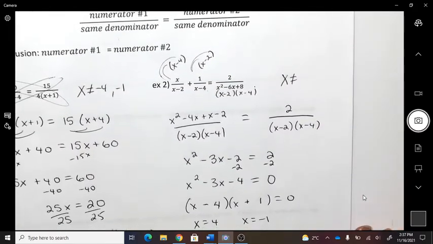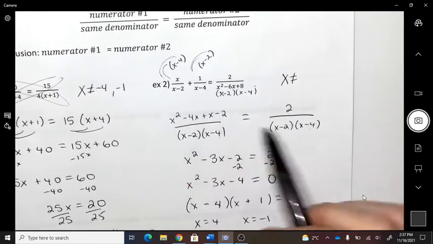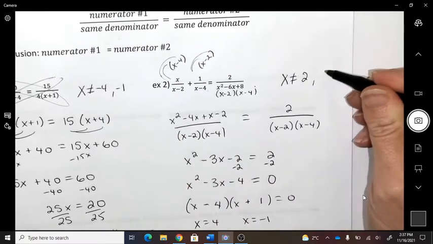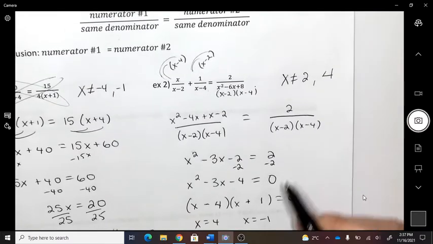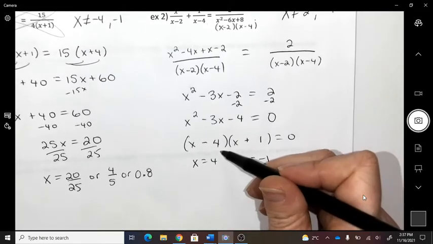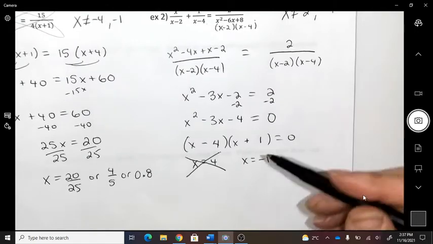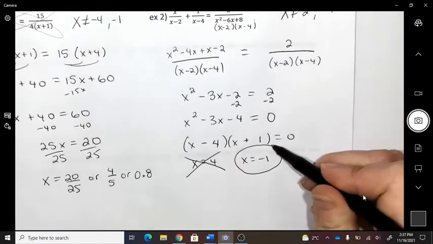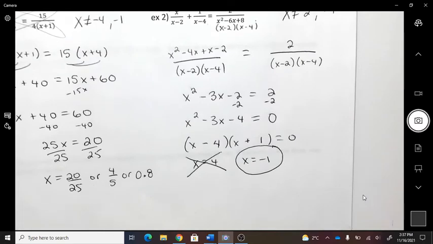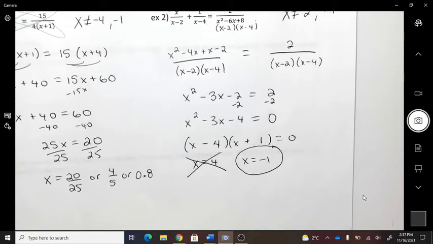What am I not allowed to have for an x value here? I can't have x be a 2. I can't have x be a 4. Uh-oh. That's a problem, because that's what I told you that I wanted. So now I have to cross that off because it's not a solution. So my solution is just a negative 1. What would happen if you forgot to cross it out? Then you'll lose a half a point on a test because you forgot about your restrictions.